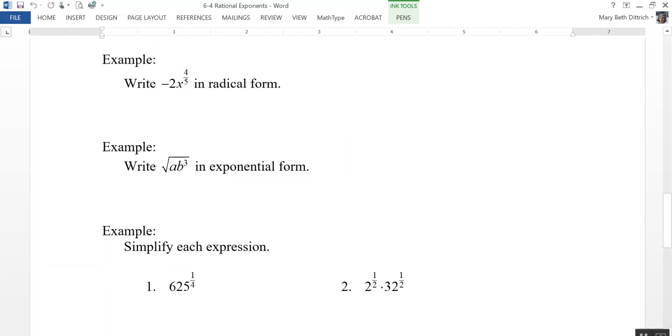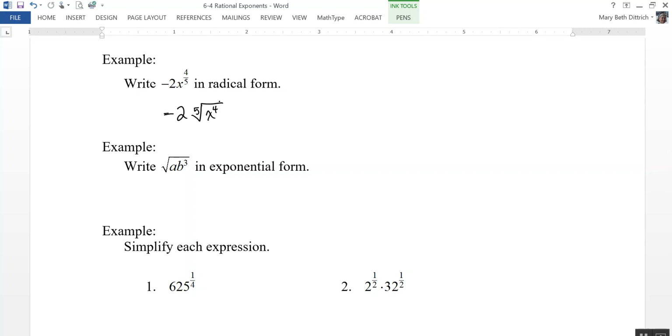Here we have -2 times x to the 4/5 power, and we need to write that in radical form. Notice that the exponent 4/5 only applies to the x. It does not apply to the -2. So when I write this in radical form, the -2 stays the same, and then x to the 4/5, the 5 becomes my index, and the 4 is the power of x in the radical sign. So -2 times x to the 4/5 is the same as -2 times the 5th root of x to the 4th.